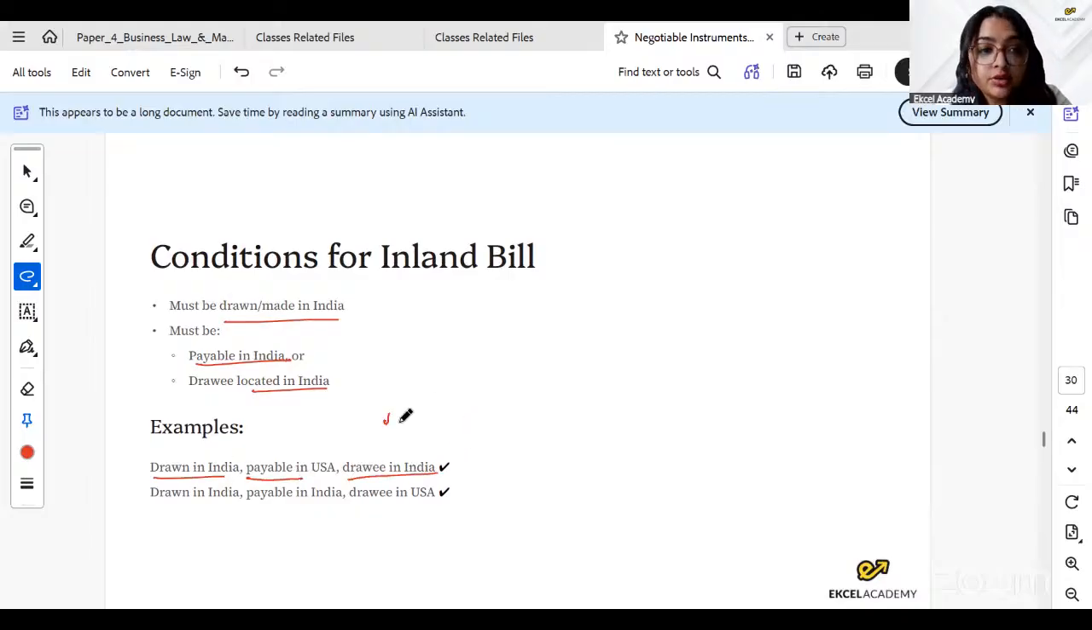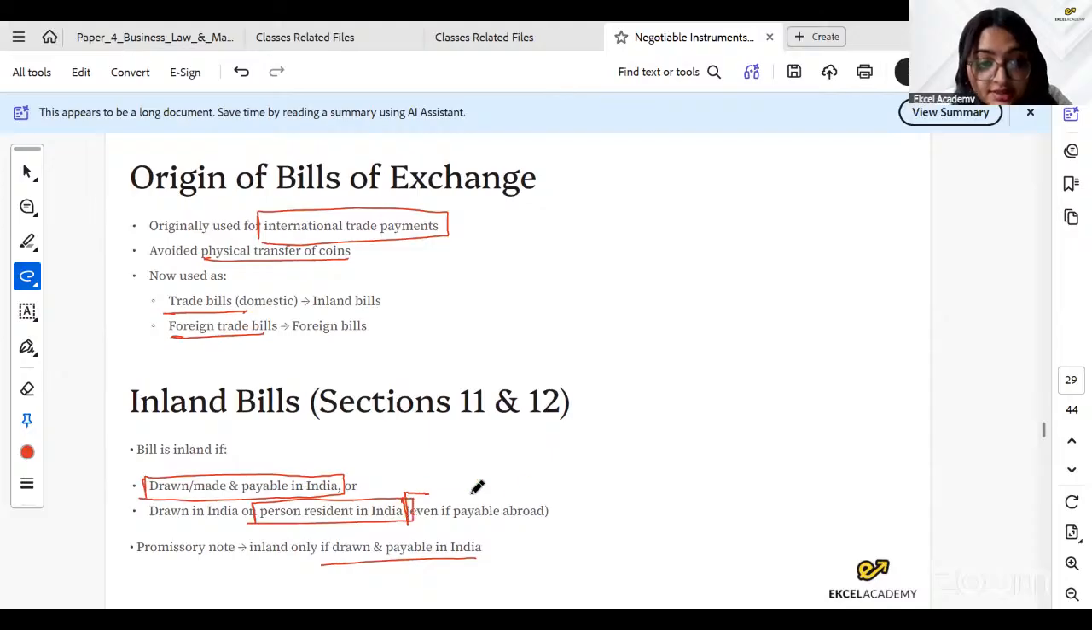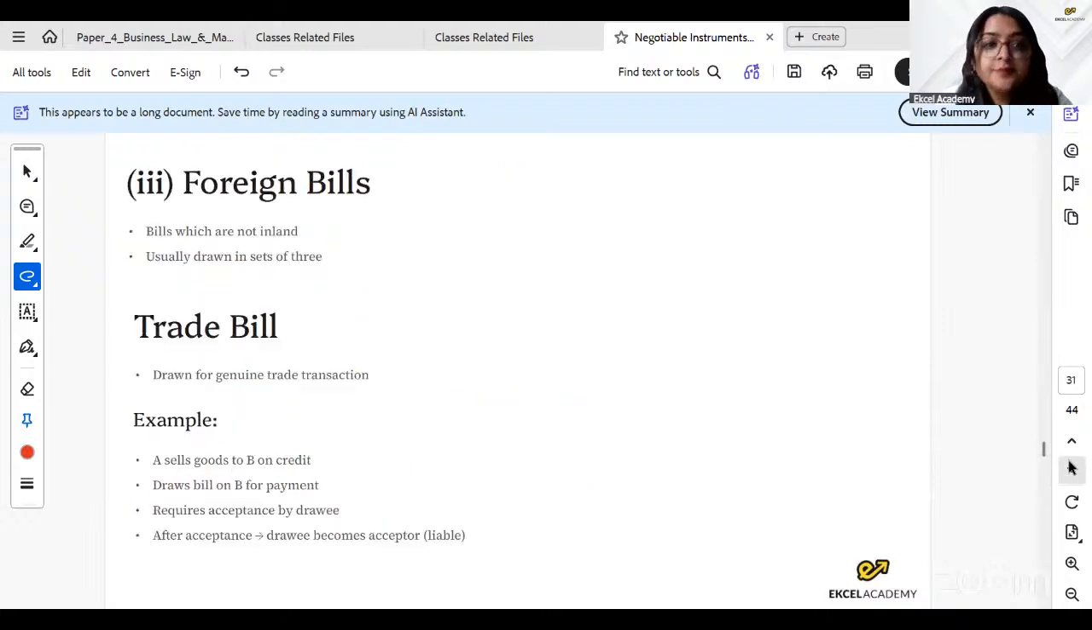So what is important? Your drawer and drawee should be in India. Payable can be outside India itself, right? So this is the point wherein you need to pay attention. Even if payable abroad, it is completely fine.